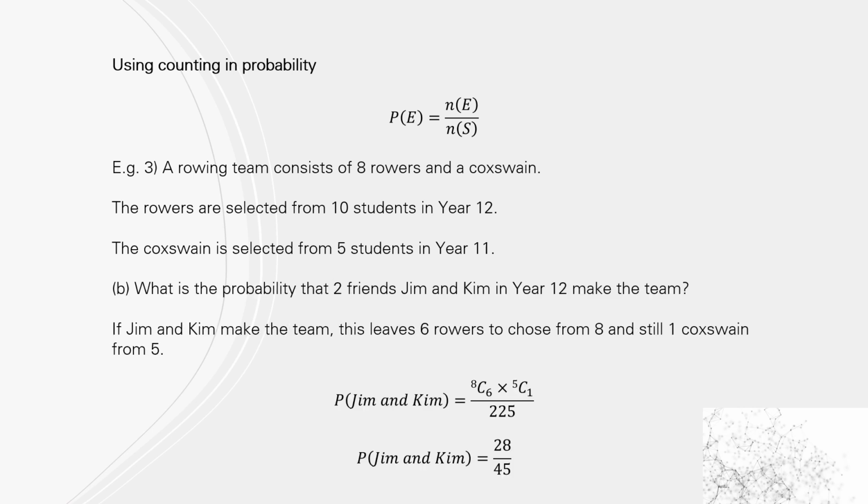For the probability that the 2 friends, Jim and Kim in year 12, make the team, we're going to assume Jim and Kim are in the team. That leaves us 6 rowers to choose from the 8 that are left in year 12. And we still have 1 coxswain being chosen from the 5 in year 11. So the probability that Jim and Kim make the team is 8C6 times 5C1 out of that 225. So they've got a 28 in 45 chance of making the team.